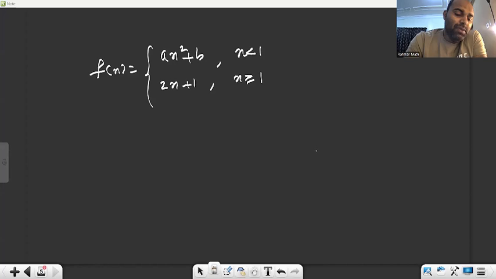Please find f of 1 first. Differentiability at x equal to 1. Please find f of 1.